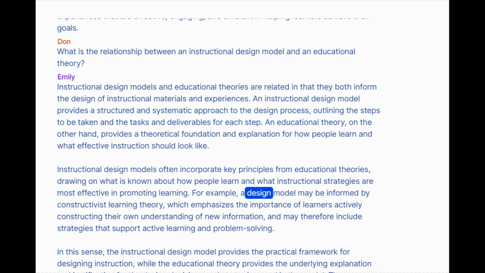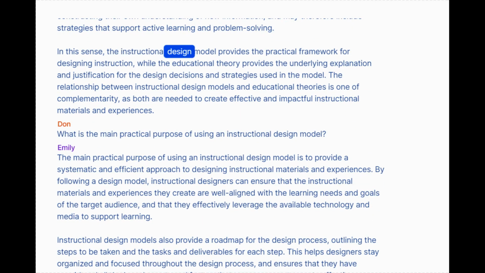For example, a design model may be informed by constructivist learning theory, which emphasizes the importance of learners actively constructing their own understanding of new information, and may therefore include strategies that support active learning and problem solving. In this sense, the instructional design model provides the practical framework for designing instruction, while the educational theory provides the underlying explanation and justification for the design decisions and strategies used in the model.